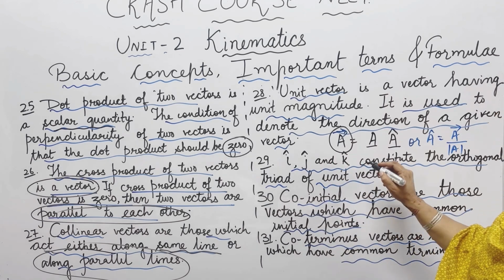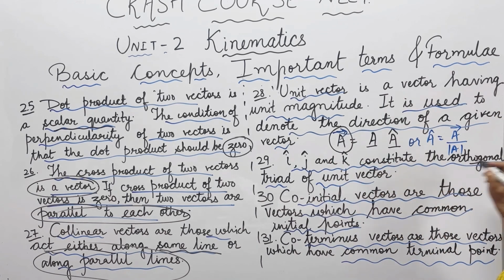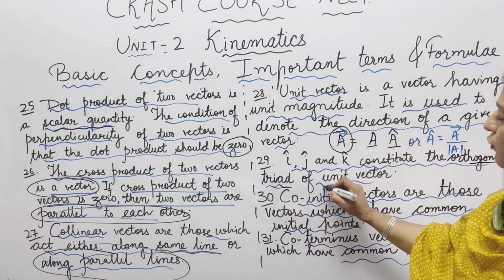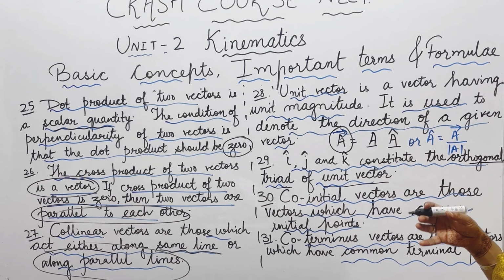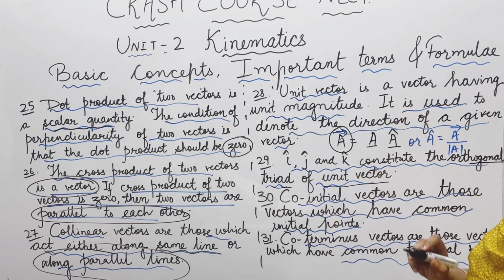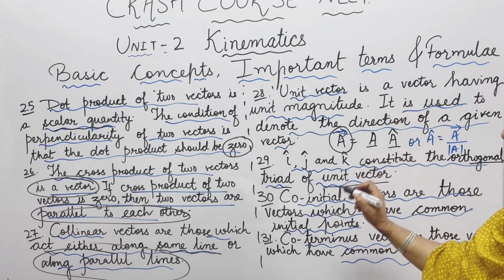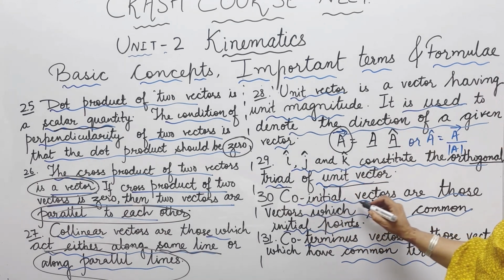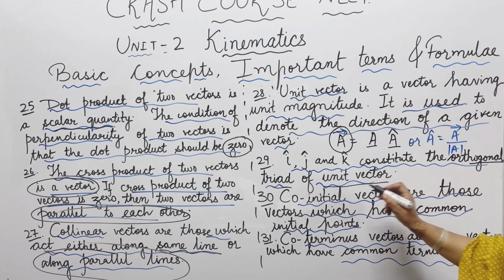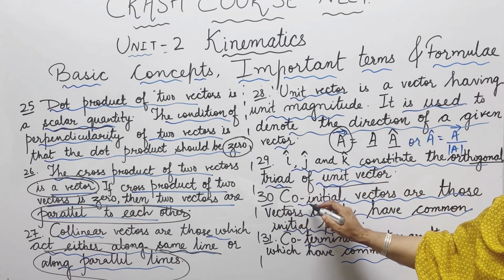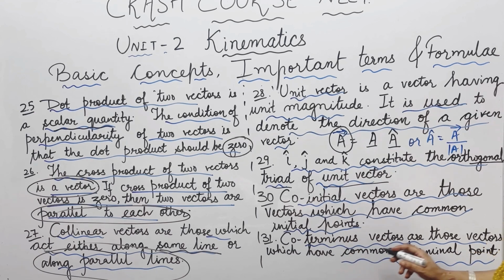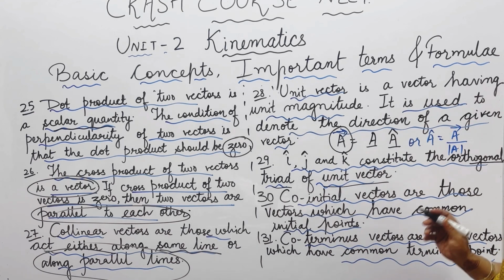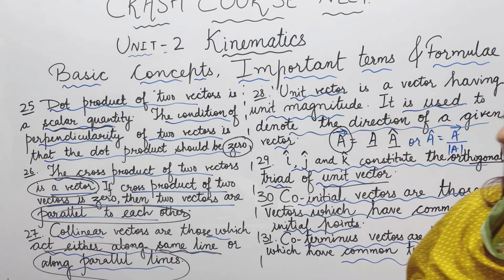I, J and K constitute the orthogonal triad of unit vectors. Orthogonal triad means a set of perpendicular vectors. So I, J, K are the mutually perpendicular vectors. Co-initial vectors are those whose initial points are the same. Co means same, and the initial starting point is the same. Coterminous vectors are those that commonly terminate on a single point.